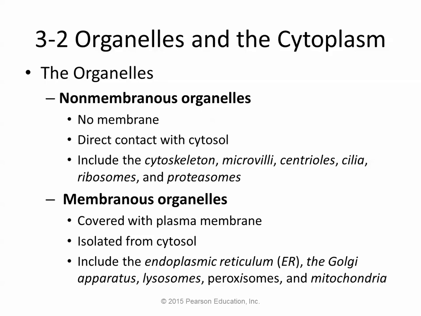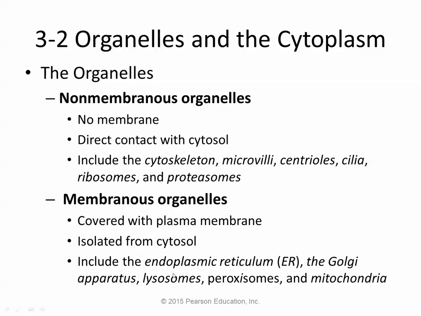Now, membranes surrounding organelles are very similar to the membrane surrounding the cell itself. They are comprised of a phospholipid bilayer, and oftentimes they are continuous with one another or in close communication with one another. These membranes isolate the organelle from the surrounding cytosol. We'll see that the endoplasmic reticulum, the Golgi apparatus, lysosomes, peroxisomes, and mitochondria all have a membrane.